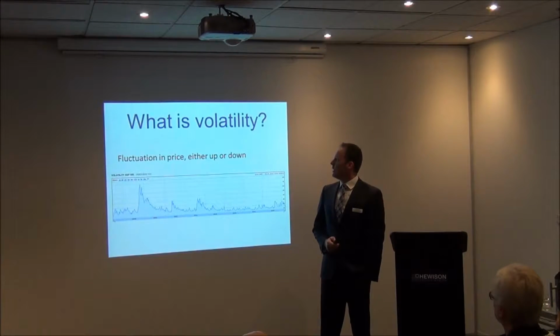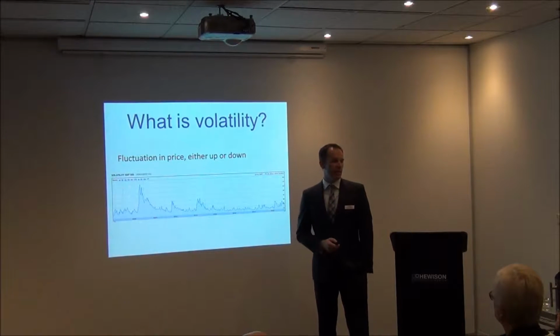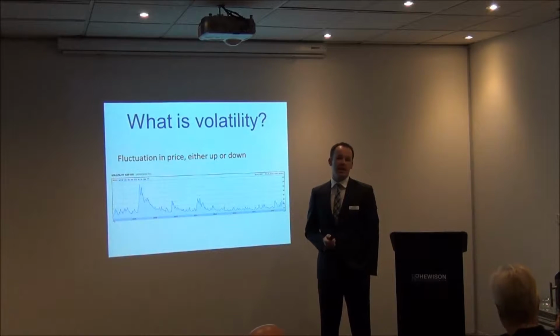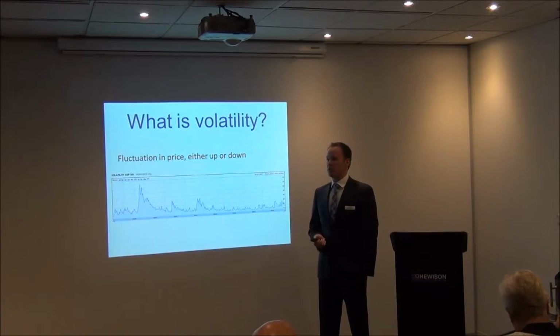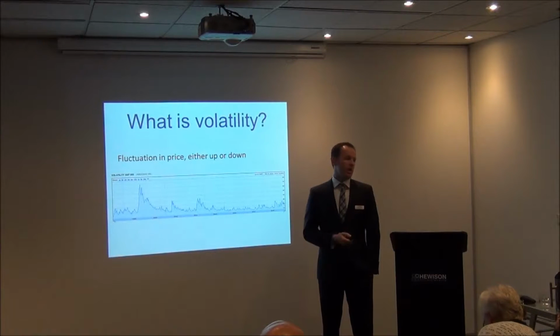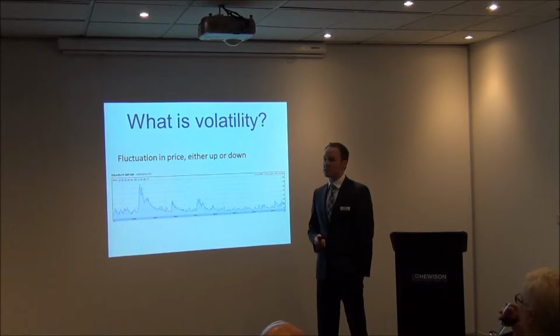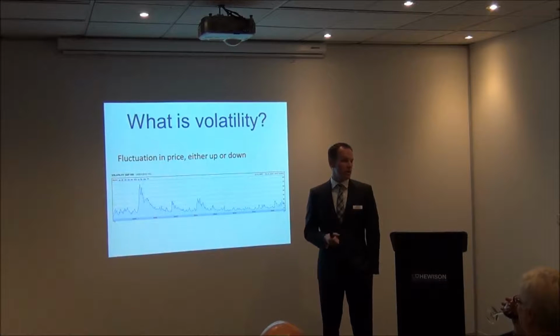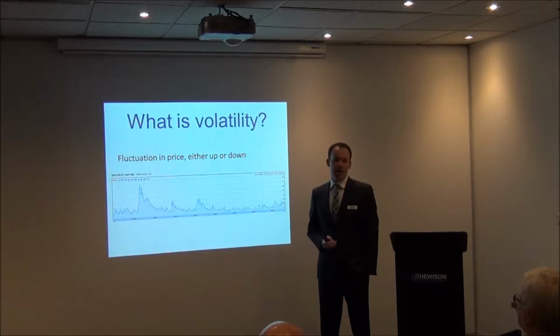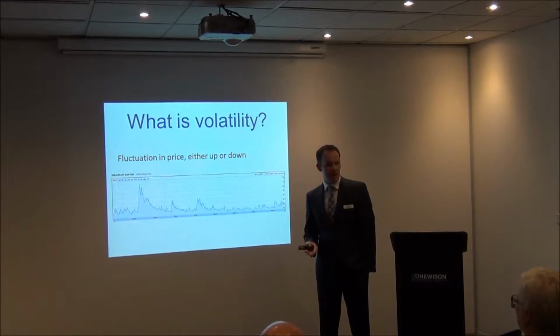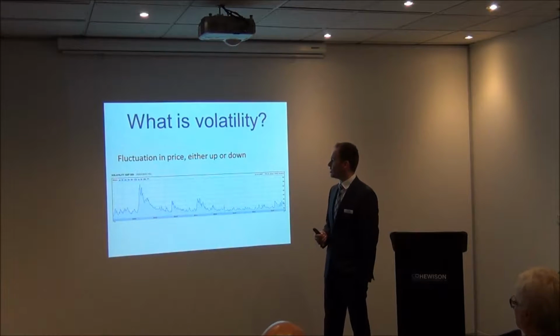So to begin with, what is volatility? Volatility, put simply, is fluctuations in prices. That can be share prices, property, any asset, commodity prices, but volatility is when you see prices going up and down. So it's not necessarily always on the downside, it can be volatility on the upside.